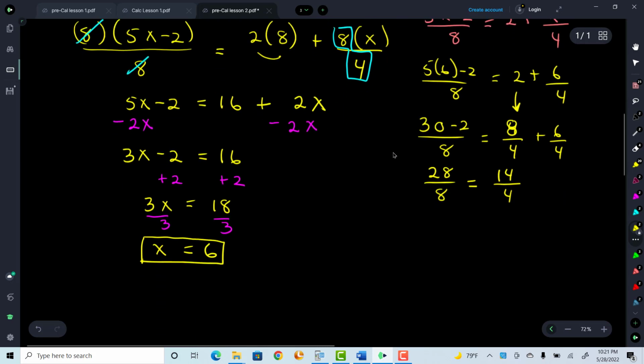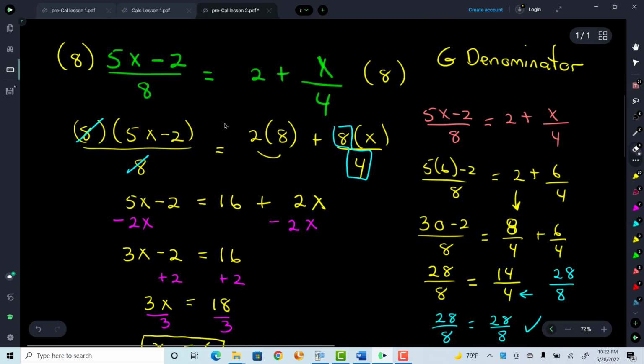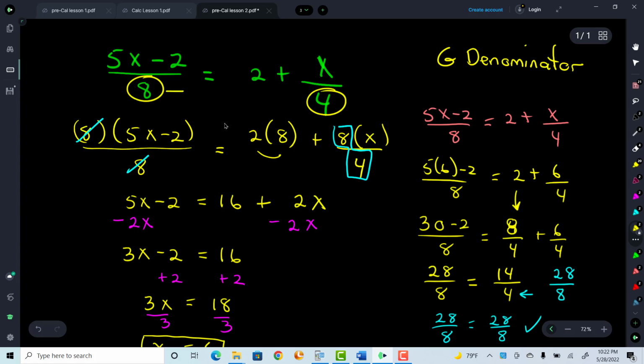Are they equivalent? Well, let's get a common denominator again, right? Let's make this an 8. So that means I multiplied by 2, so the 14 becomes a 28. So here I have 28 over 8 equals 28 over 8. They are equal. So that worked. Okay, so again, when we started the problem, we had these ugly fractions. So in order to get rid of the fraction, I multiplied by the denominator, right? And my greatest common denominator was 8. So I multiplied by 8.